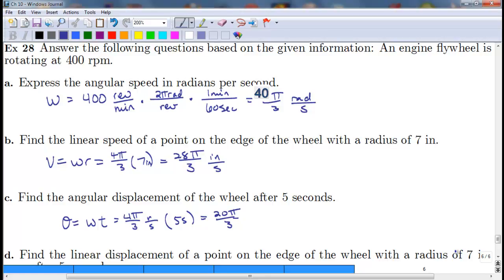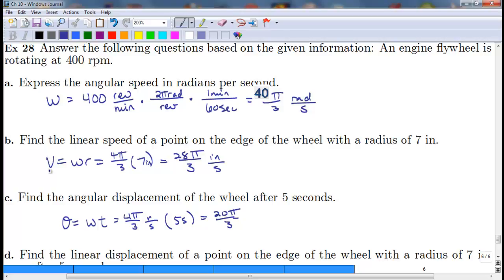First thing we want to do is convert it to an angular speed of radians per second. So we're going to do the same thing we did in example 26. We're going to multiply by 2 pi radians per revolution, and then 1 minute per 60 seconds to convert that, get rid of those revolutions, get rid of those minutes. And in exact form, we end up with 4 pi over 3 radians per second. Second part asks for the linear speed of the point on the edge of the wheel with a radius of 7 inches. So it's a pretty big flywheel.